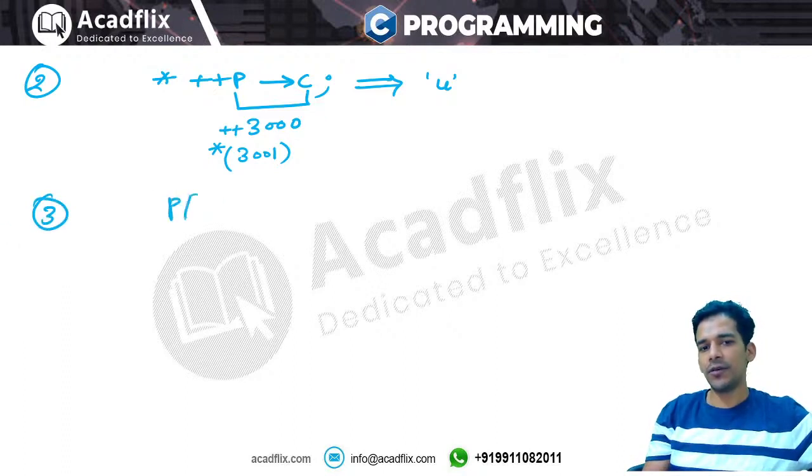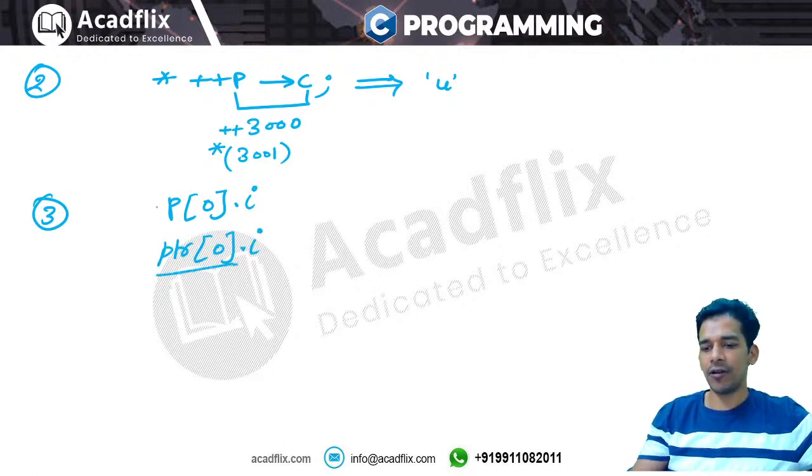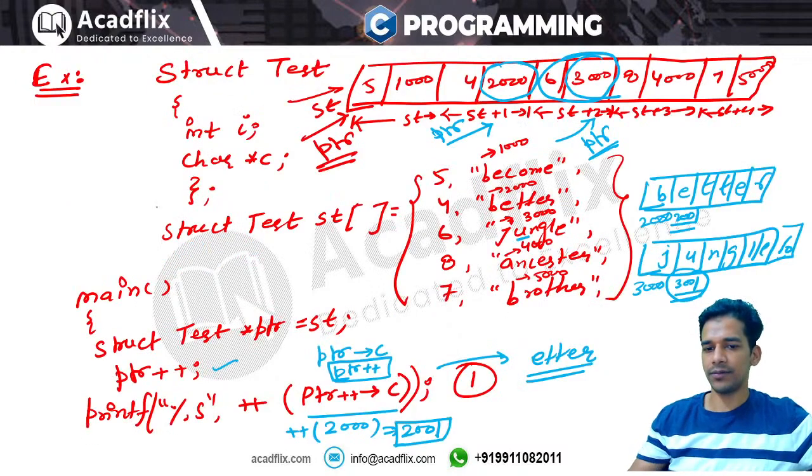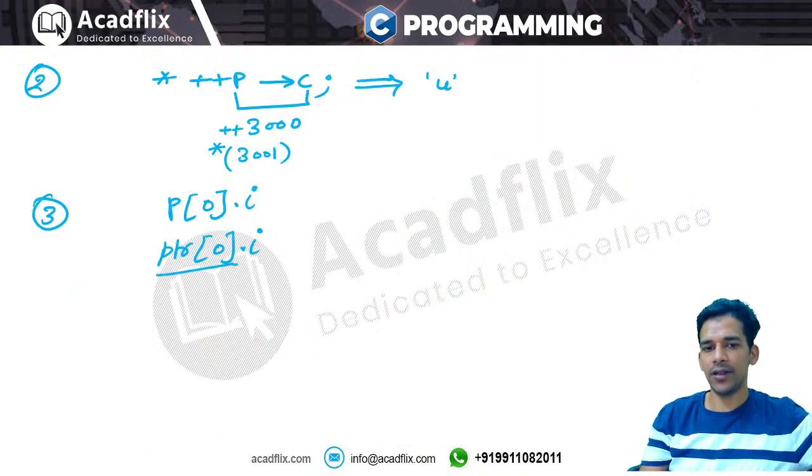Then you have p->i. Okay, so when I'm writing p, this means ptr->i. So ptr is right now pointing to which particular structure? This is pointing to this structure, right? So the value i of this structure is 6. The structure pointed to by ptr is this structure, and in this structure we have an i variable, and the value of this i variable is 6, right? Then we have the fourth printf statement, and the fourth printf statement is p->c.